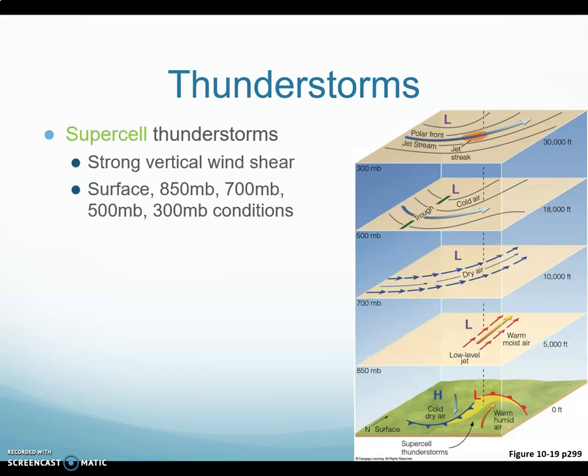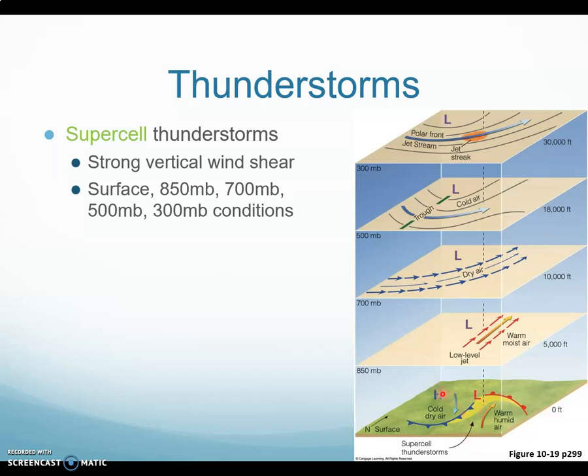So how do we get a supercell thunderstorm to form? Well, you need very strong vertical wind shear. Let me show you the conditions that allow this vertical wind shear to happen. So here at the surface, you have, remember, a low pressure with a warm front and a cold front and a warm sector in between. This is the early stage of a mid-latitude cyclone. This is the area right here where you're going to develop the updraft of your supercell thunderstorm. Let me show you how this works.